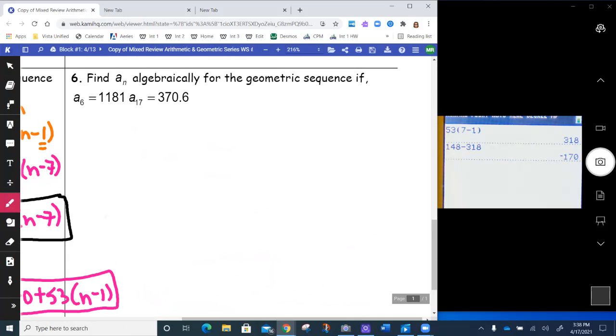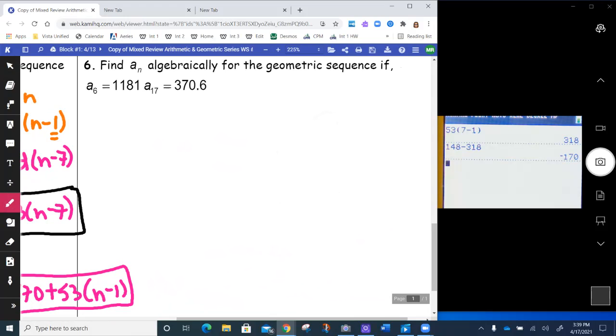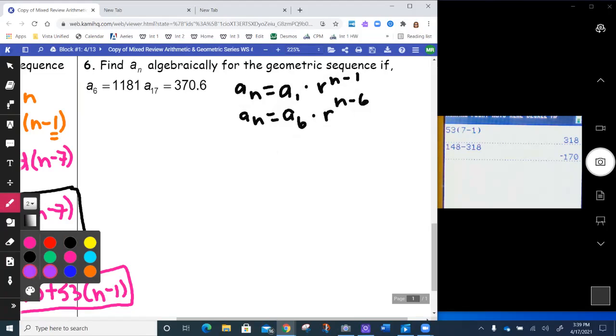On number 6, same idea, this is geometric. The other day, again, I showed you guys how to do it using systems, but you can do the same process I just did. So again, a sub n is equal to a1 times r to the n minus 1 if I'm starting with my first term, but I'm starting with my sixth term. So if you're starting with your sixth term, I could start with a sub 6 times r to the n minus 6, and I could set it up that way. So I'm going to do that instead of doing a system right now.